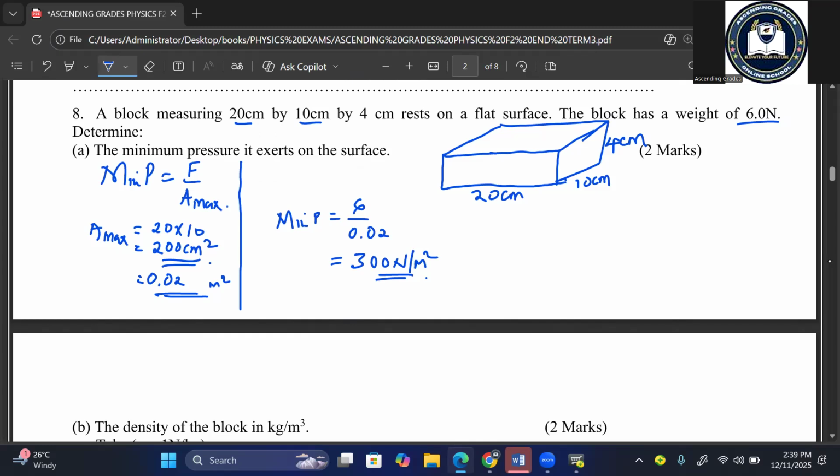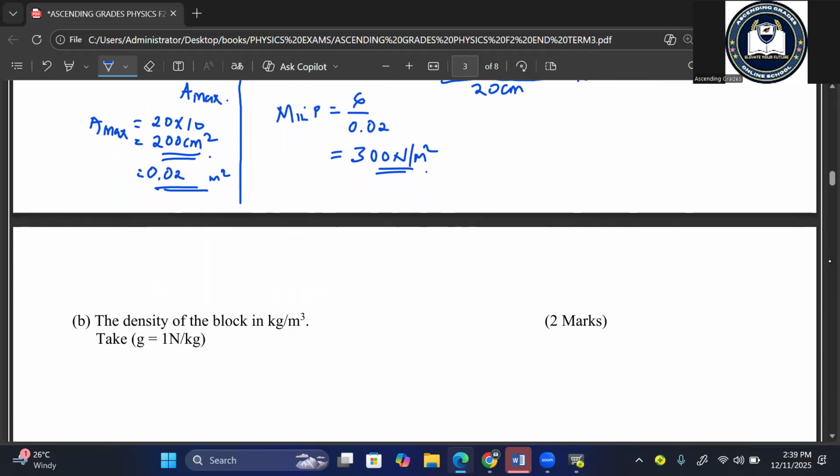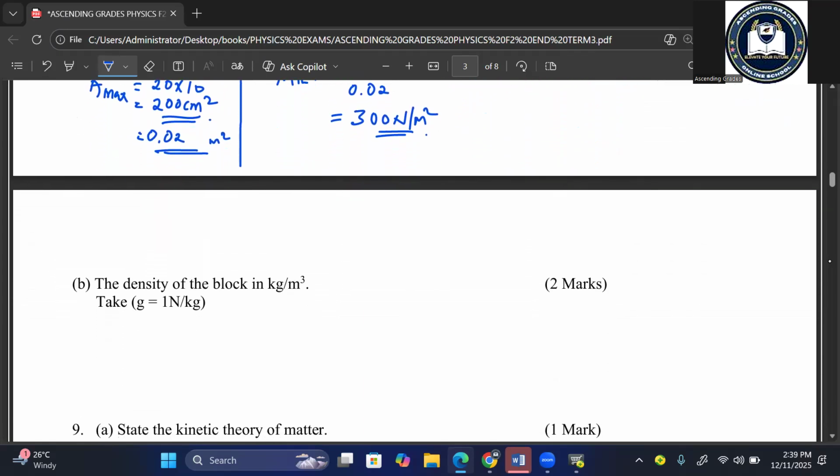Part B of the same question, you are asked to determine the density of the block in SI unit, kilogram per cubic meters. In this case, we already have the measurements, that is 20 by 10 by 4. This one you're going to get 800 cubic centimeters as the volume of the block.